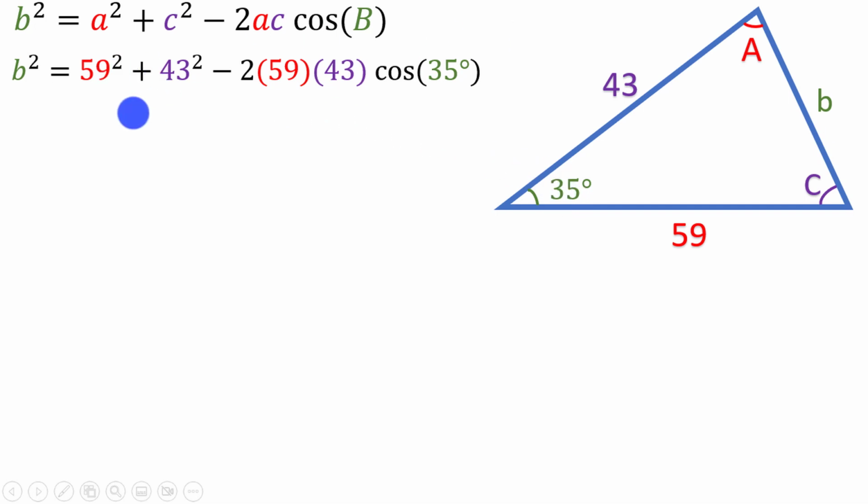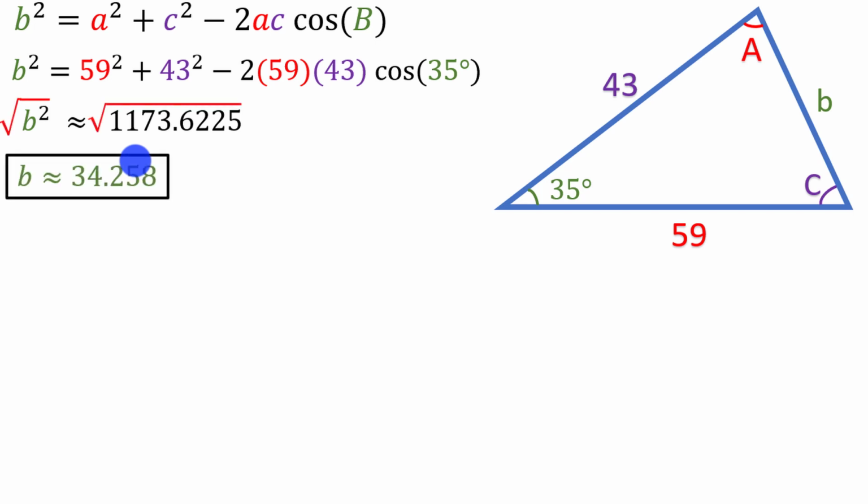If you type all of this into your calculator, you will get that b squared is approximately equal to 1173.6225. If we take the square root of both sides, we will get that b is approximately equal to 34.258. We don't have to worry about the negative square root because we are dealing with the side lengths of a triangle, which are positive in this context. We can put the side length of 34.3 onto our triangle. At this stage, we can solve for either uppercase C or uppercase A.